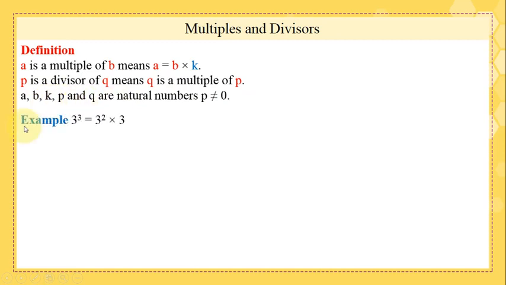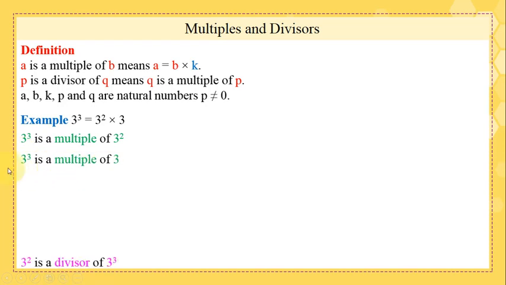Example: we have 3 exponent 3 equals 3 exponent 2 times 3. From this statement we can notice the following. 3 exponent 3 is a multiple of 3 exponent 2, because we could have written 3 exponent 3 as a product of 3 exponent 2 by another natural number. For the same reason we can say that 3 exponent 3 is a multiple of 3, whereas we say 3 exponent 2 is a divisor of 3 exponent 3. Also 3 is another divisor of 3 exponent 3.